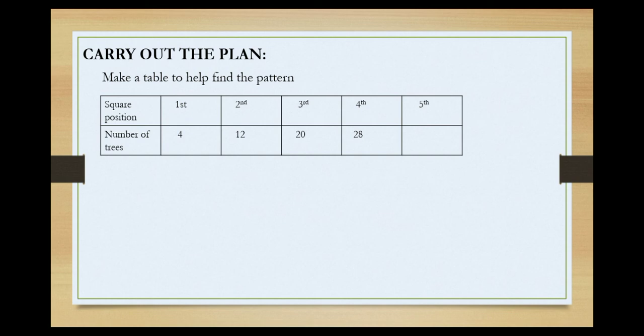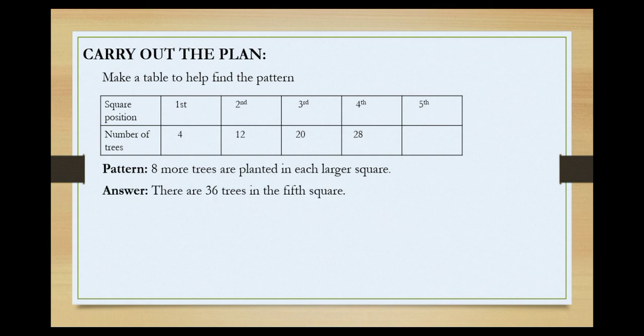First, find the difference between the first and second square positions. Their difference is 8. And between the second and third positions, the difference is 8 also. So we can conclude that they add 8. If we add 8 in the fourth position, the number of trees is 28. And in the fifth square position, it is 36 because 28 plus 8 is equal to 36. Pattern: 8 more trees are planted in each larger square. So the answer is there are 36 trees in the fifth square.